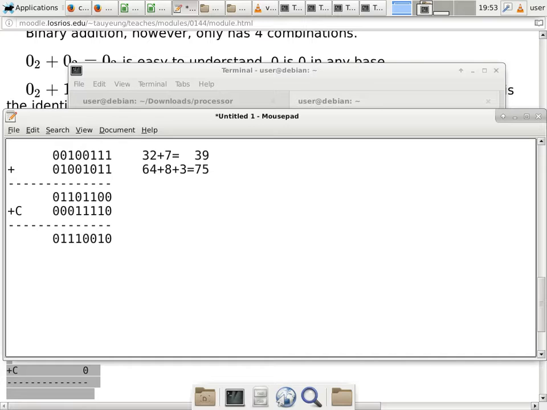So this is 7 times 16 plus 2. 7 times 16 is 112. Plus 2 is 114. Okay, so do they match? I mean, if I add up the decimal numbers, do they come up with the same value?